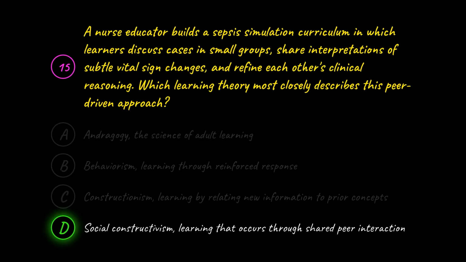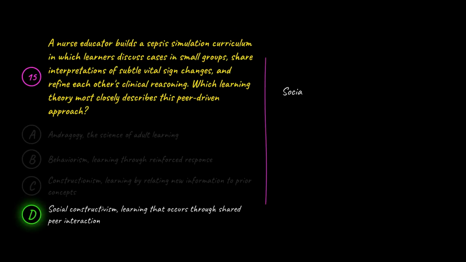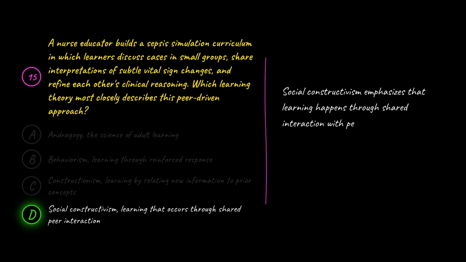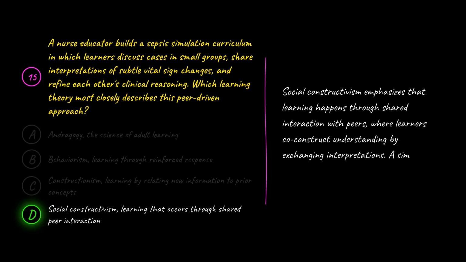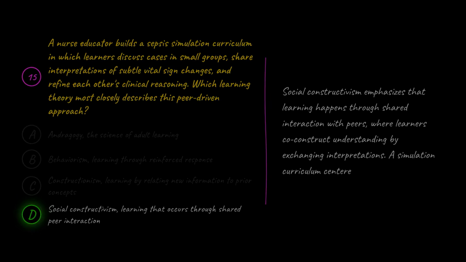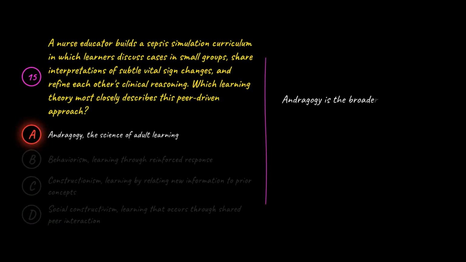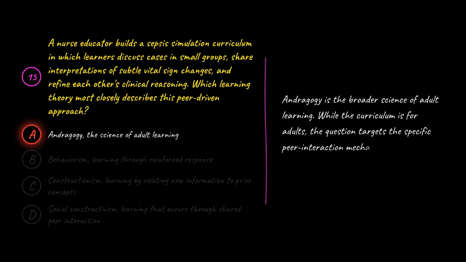Social constructivism, learning that occurs through shared peer interaction. D is correct because social constructivism emphasizes that learning happens through shared interaction with peers, where learners co-construct understanding by exchanging interpretations. A simulation curriculum centered on small group discussion and peer refinement is a direct application of this theory. A is wrong because andragogy is the broader science of adult learning. While the curriculum is for adults, the question targets the specific peer interaction mechanism, which social constructivism captures more precisely.